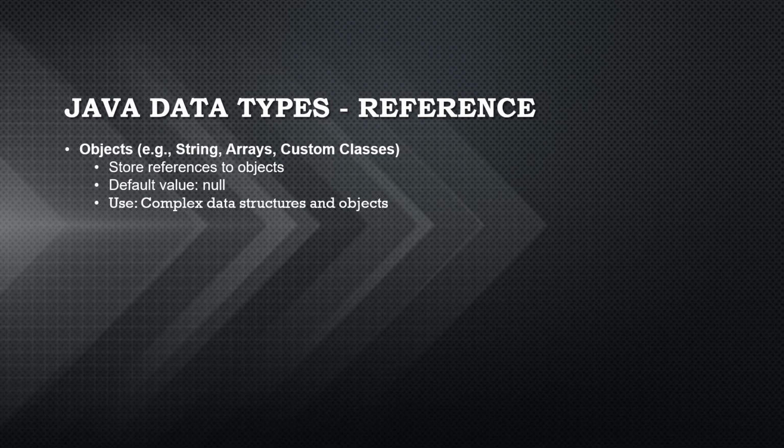The default value for any object reference is null, indicating that the reference doesn't point to any actual object yet. Objects are used for more complex data structures and functionalities. For instance, a string object can hold a sequence of characters, arrays can store multiple values of the same type, and custom classes can define their own properties and methods. This makes objects incredibly versatile for handling complex data and operations in your programs.